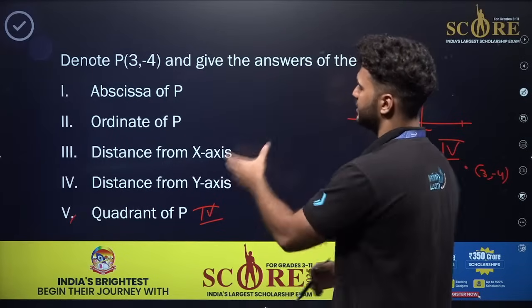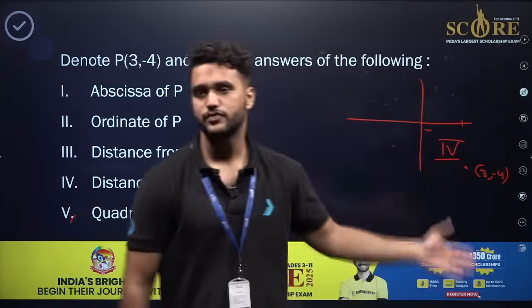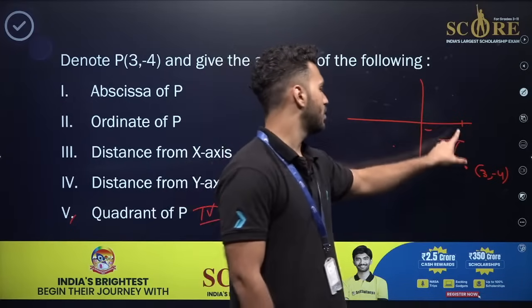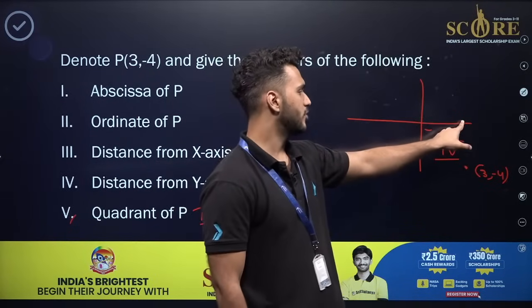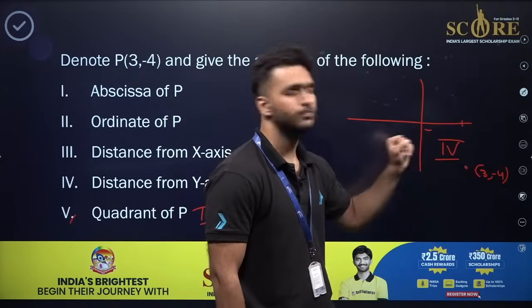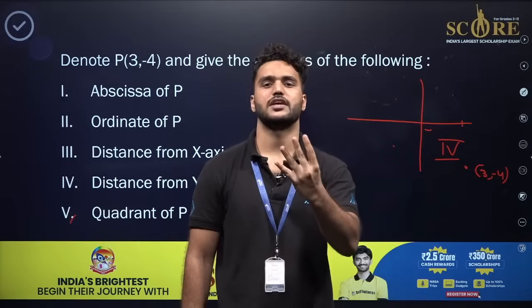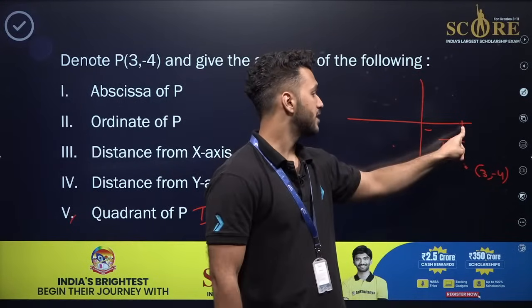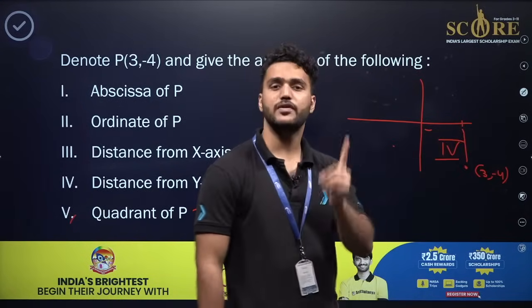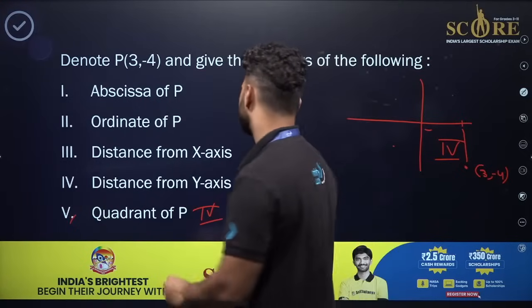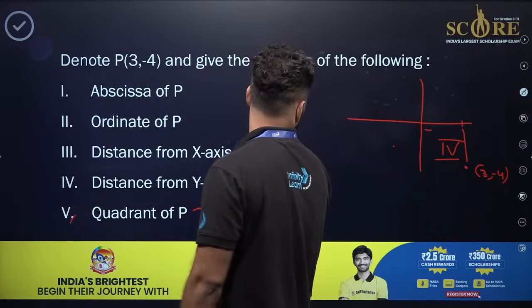Next, the distance from the x-axis. What will be the distance from the x-axis? So simple. I am standing on the x-axis, and to reach this point I have to go 4 steps away from the x-axis. So the distance from the x-axis will be 4.